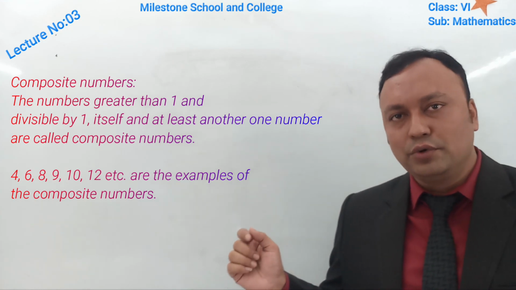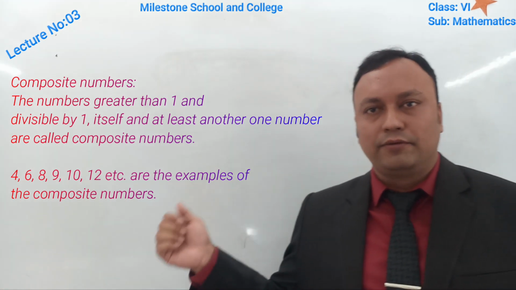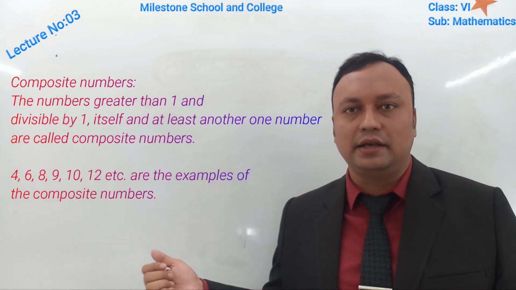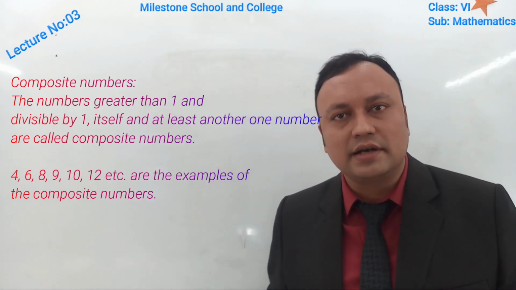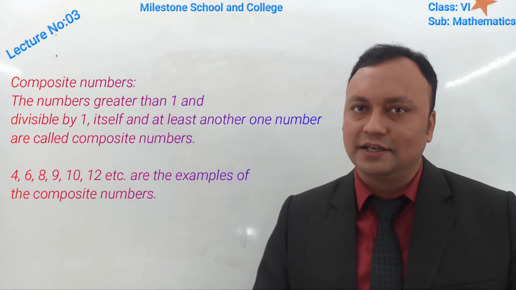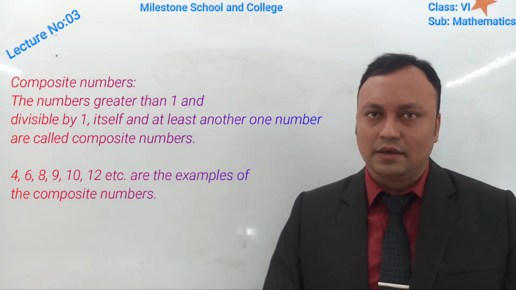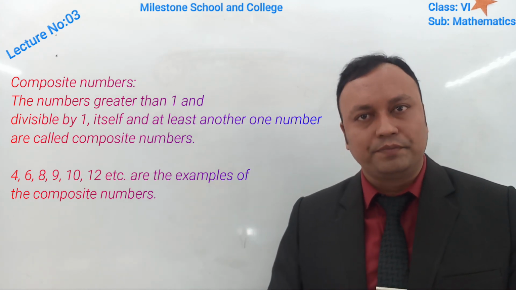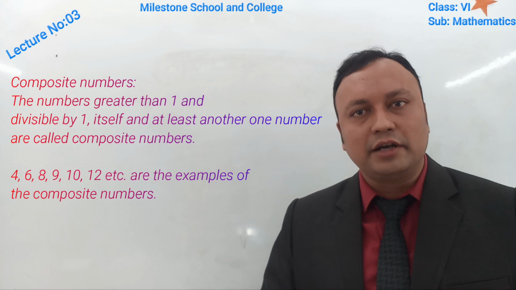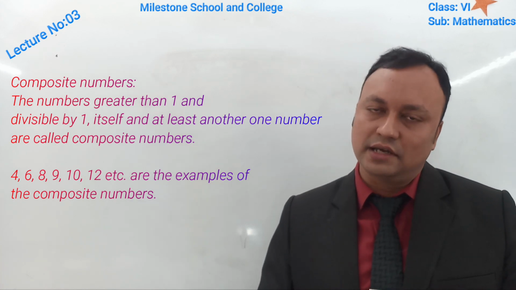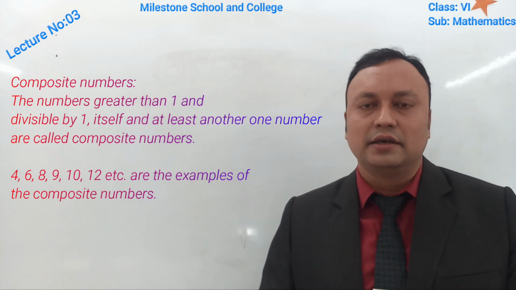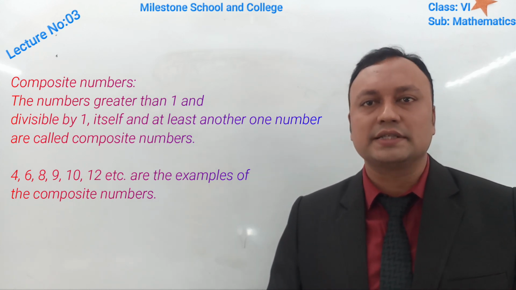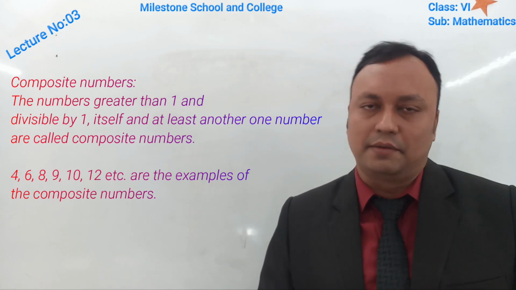So if we look at the examples, my dear, 4, 6, 8, 9, 10, 12, etc. are examples of composite numbers. Now you can see, my dear, at first number 4, we can divide by 1, we can divide by itself, and by another one number, like if we divide 4 by 2, that will be another one number. So you can say 4 is a composite number.